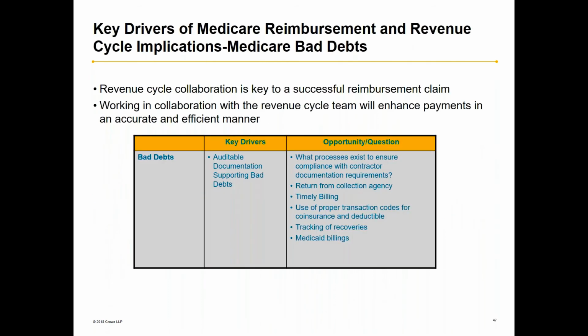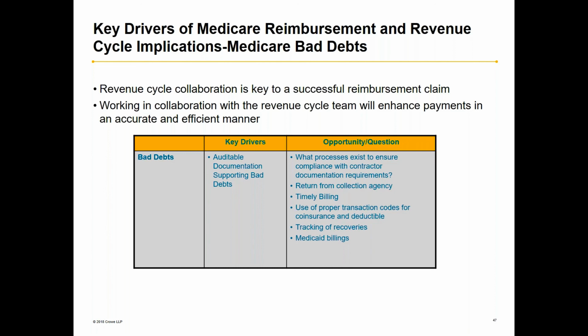Some of the key drivers around Medicare reimbursement, we've hit most of these as we went through, and really the most important and only one I've listed here, the key driver, is auditable documentation supporting that bad debt. That's the key driver here.